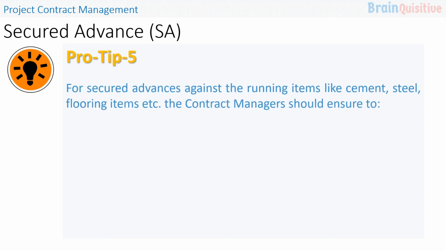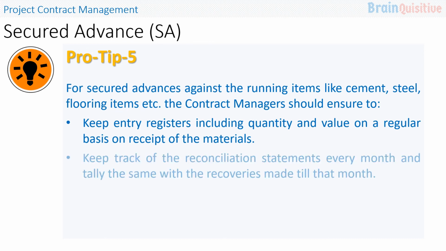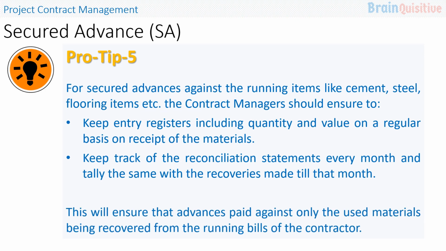Pro tip 5. For secured advances against the running items like cement, steel, floating items, etc., the contract managers should ensure to keep the entry register, including quantity and value, on a regular basis on receipt of the materials. The contract manager must also keep track of the reconciliation statements of the materials every month and tally the same with the recoveries made till that month by the client. This will ensure that advance is paid against only the used materials being recovered from the running bills of the contractor.